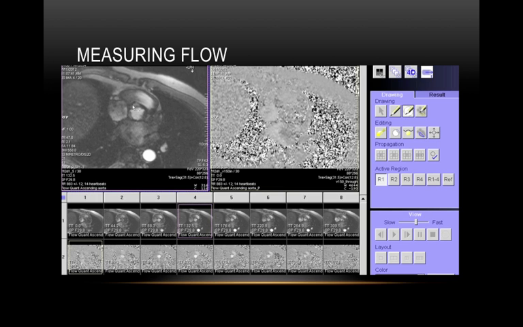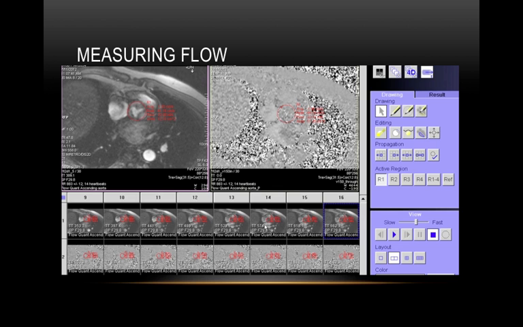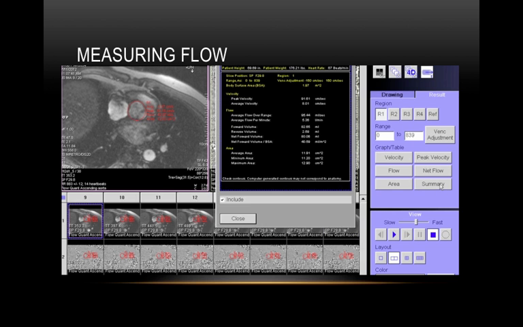So what we need to do is find a good image, create our region of interest around the vessel. In this case, we're looking at the aortic root, and we want to make sure that we include any flow that's within the aorta, but not any flow that's in the adjacent outflow tract of the right ventricle or the SVC. And then we want to make sure we look at each image throughout the cardiac cycle and make sure that we do have just the aorta included. And then we can get our summary and see what our actual peak velocity is, what our forward flow is, and what our reverse flow is.